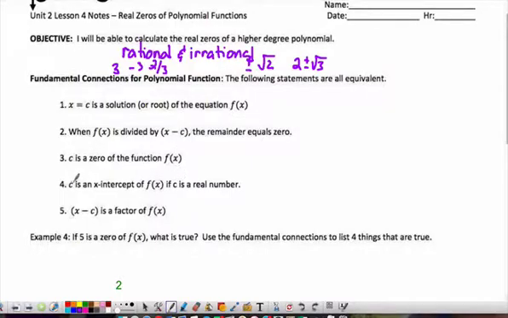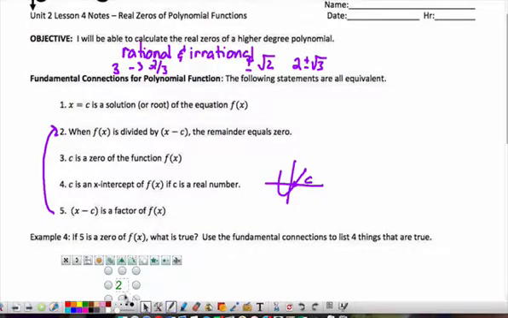This number, c, is an x-intercept, so where it crosses the x-axis, this would be c, and it is a real number, so either rational or irrational. But if all this other stuff is true, this is true as well. And then x minus c is a factor of f of x. Okay, so it's a factor if all these other things are true, but I especially want you to pay attention to when f of x is divided by x minus c, the remainder equals 0. That means it's a factor. All right, so that's a bunch of words right now. So let's look at an example.